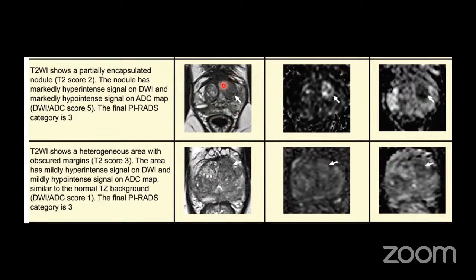So here you see a partially encapsulated nodule. This is completely encapsulated, a good capsule, so this is completely 1. But here it is partially encapsulated with some amount of low ADC values on the corresponding ADC map, so this has been upgraded to category 3 from 2. Same here. This is an almost non-circumscribed area, heterogeneous with obscured margins. If these are the terms you want to use for describing, that means you are dealing with a PI-RADS 3 category. ADC is not that low, so this is final PI-RADS 3, not upgrading it to 4.